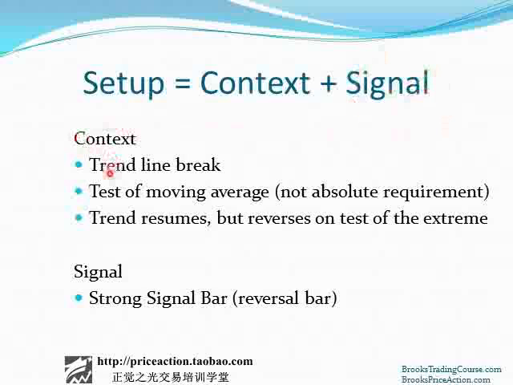the context, let's talk about a bull trend. You need a break below the trend line, a break out of the bull channel. You need a test of the moving average, not absolute, but usually the sell-off is enough to hit the moving average or go below. And then you need a resumption of the bull trend. And then once the market gets to the area of the prior bull high, you need a strong bear signal bar. So you need context and you need a signal bar.